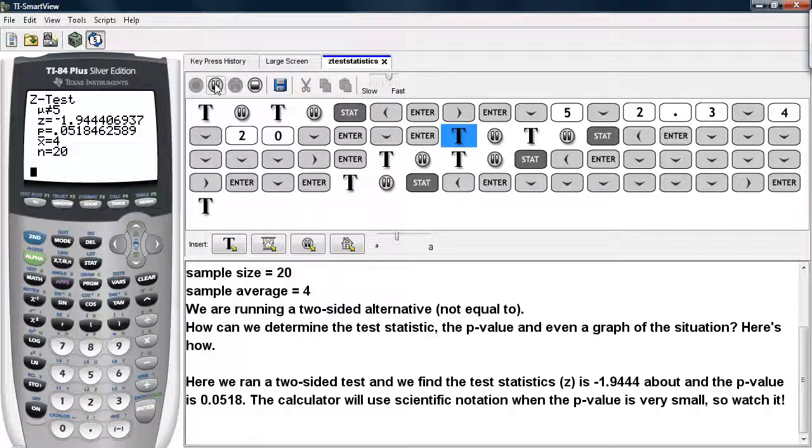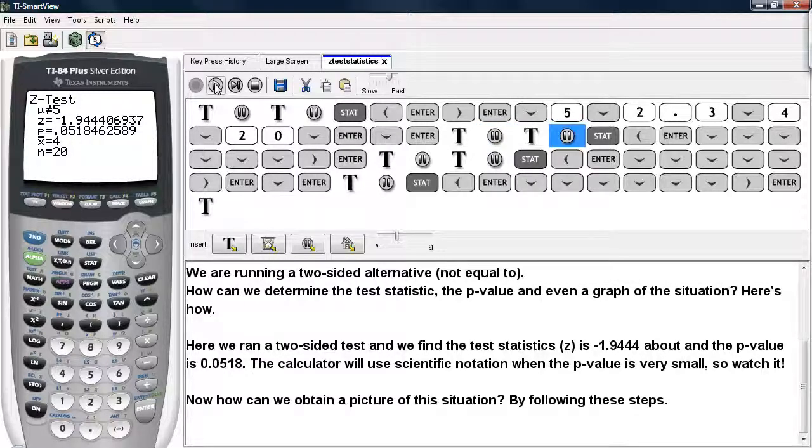So here we ran a two-sided test. We find the test statistic, labeled Z on the screen, as negative 1.94. The p-value is about 0.0518. The calculator will use scientific notation when the p-value is very small. So watch it. Make sure that you are reporting the p-value correctly. The sample average of 4 and the sample size of 20 are reported next.